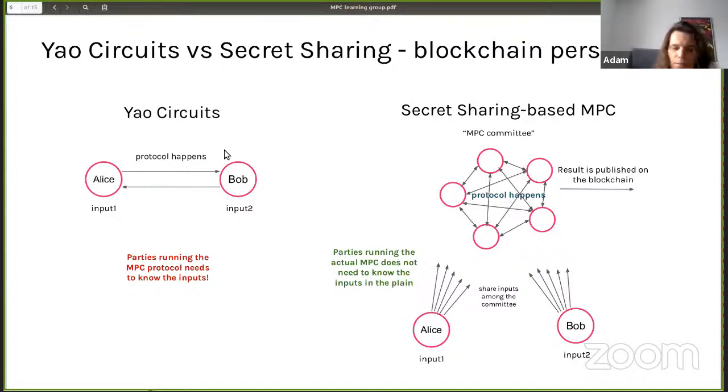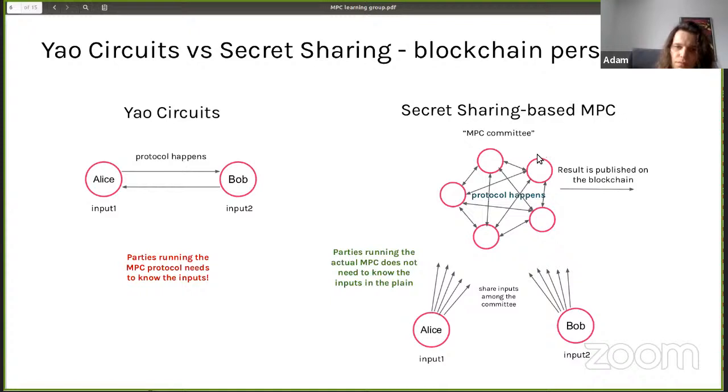In my opinion, it's a major obstacle when it comes to blockchain deployment, because what you would most probably like to have is more like this. There is some number of guys, like the blockchain guys, some kind of MPC committee, and then you've got users which are separate. So Alice and Bob in this scenario have some secret inputs, and they send shares of these inputs to the MPC committee. So no one in the committee actually knows the inputs. Each of the guys in the committee only knows one share of each of the inputs.